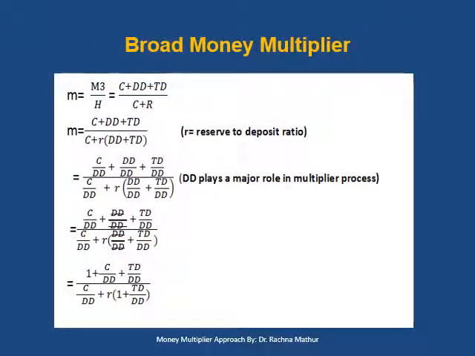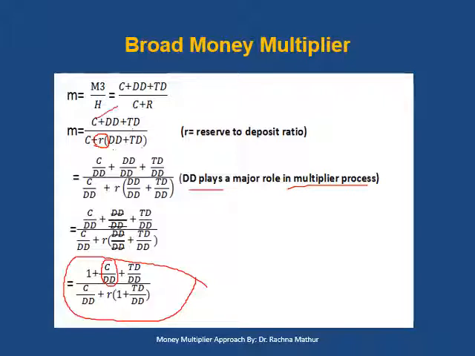Now we further see the equation of the broad money multiplier: C, currency with the public, demand deposits in banks and time deposits with the banks, upon C, currency with the public, plus R. This R stands for reserves, which relate to the reserve to deposit ratio of demand deposits and time deposits. Now we divide all the components by demand deposit, which plays a very important role in the multiplier process. So we get this resultant equation, where the broad money multiplier m equals 1 plus C upon DD, upon C upon DD plus r times 1 plus T upon DD. This C upon DD is now called the currency ratio.